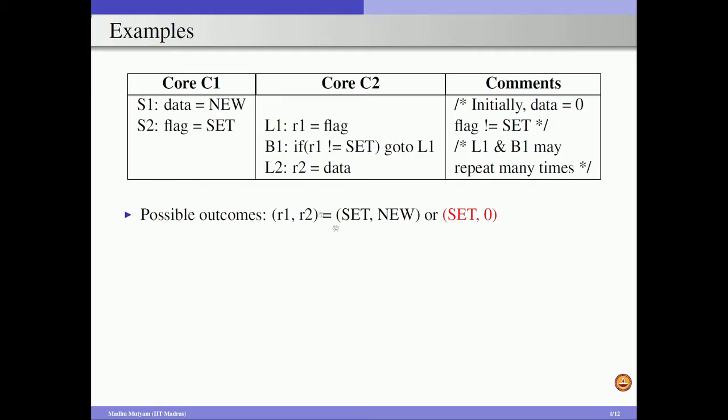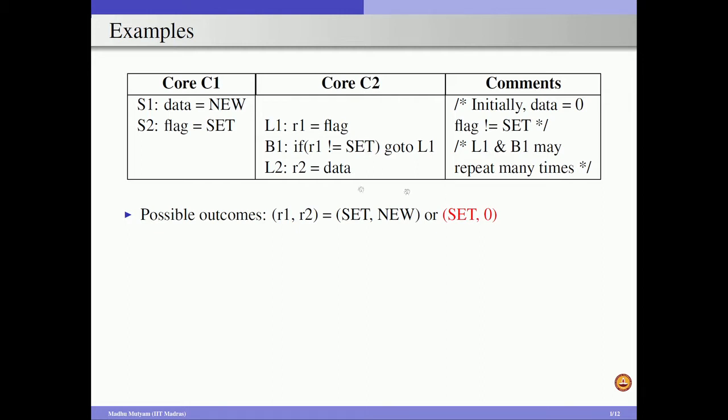When a programmer writes this piece of code, he assumes that store 1 is going to execute first, then store 2, and once store 2 is executed, the flag is equal to set. As a result, this branch condition will be false, and then it will execute the second load instruction, and this second load instruction is going to get the value new. But we are actually getting set comma 0.